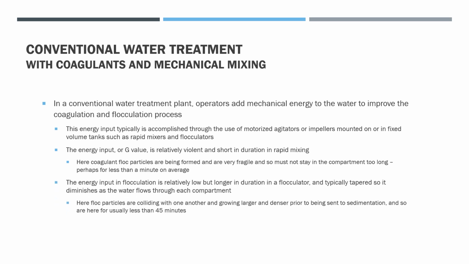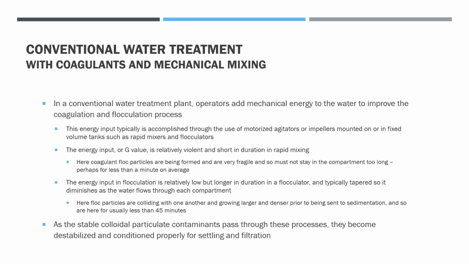The energy input into flocculators, on the other hand, is going to be relatively low but longer in duration. Typically, we're going to taper that energy as we go along the flocculator from one compartment to the next. Here, the particles that we formed in the rapid mixer are starting to collide with one another, and we want to provide more opportunities for collision so that these things start to stick to each other and grow in size. Typically we want to be there 45 minutes or less. As these stable colloidal particulate contaminants pass through these processes, they become destabilized and are conditioned properly for settling and then eventually filtration.